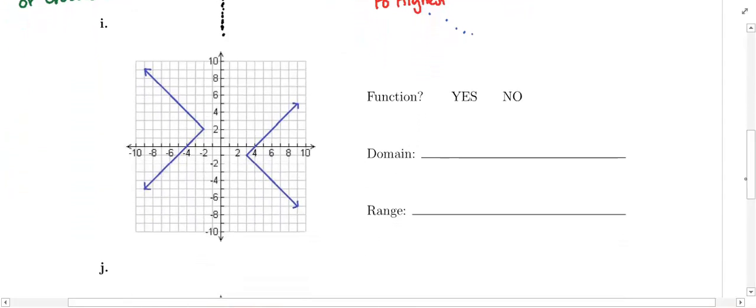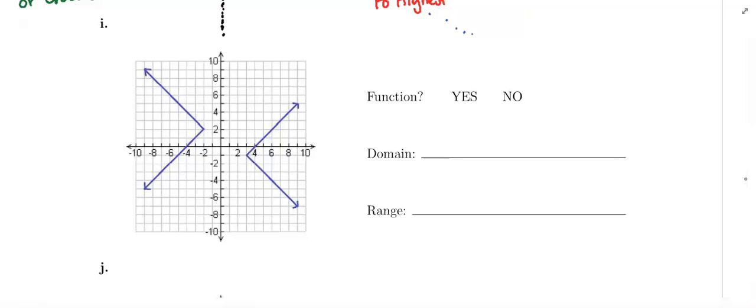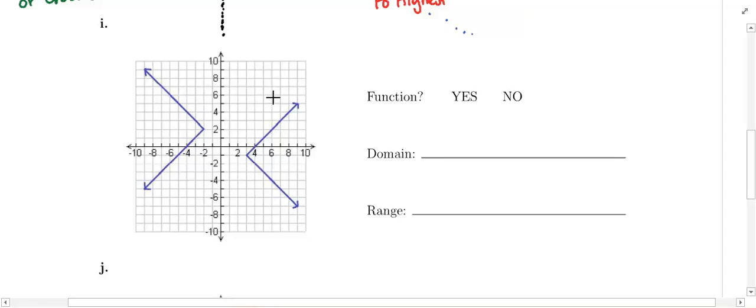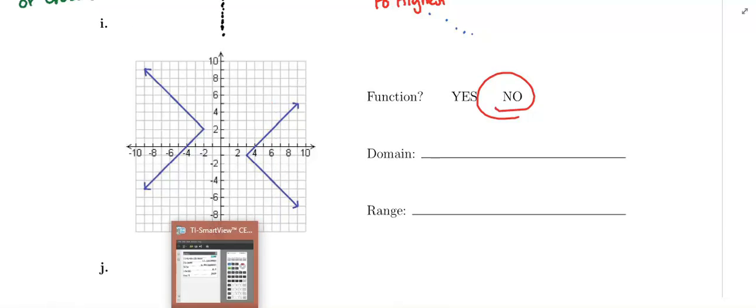We have a graph that consists of 2 separate pieces. So it's going to be a little different here if we're doing particularly domain. But let's first establish whether or not this is a function. This one's really simple. There are lots of places we can draw a vertical line and it will intersect our curve in more than one spot. So this is not a function. Even though it's not a function, we can still talk domain and range.